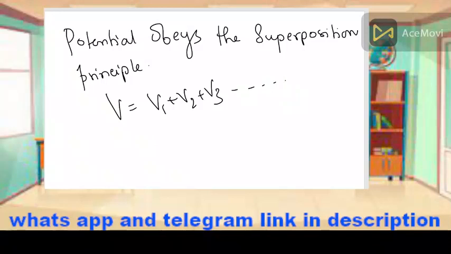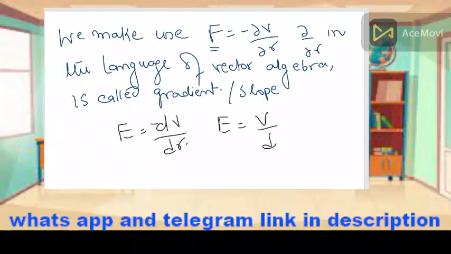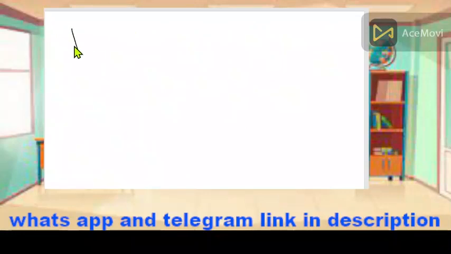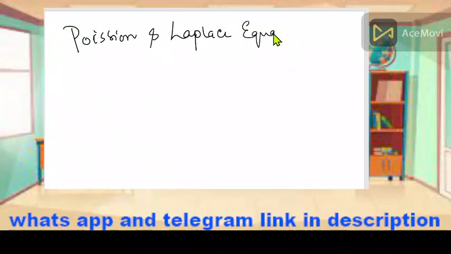Now let us introduce ourselves to the Poisson and Laplace equations. They are not very difficult. I will just give you an introduction and the detailed theories will be given in the subsequent lectures. So what we have studied till now is that electric field is the gradient of a scalar which is called potential.